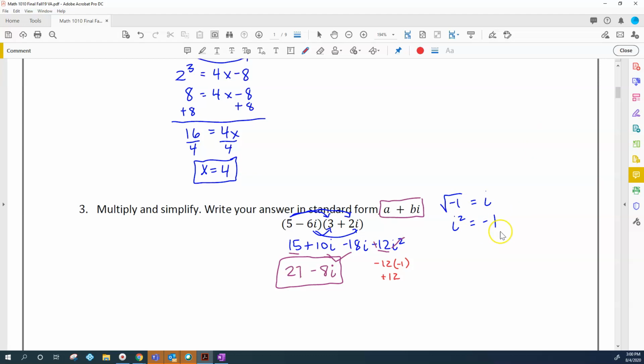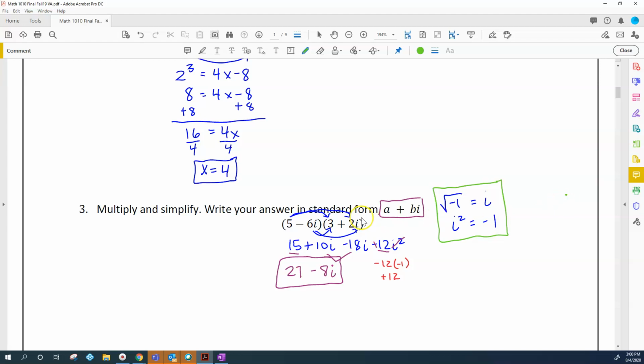Okay, so just to make sure you remember that. These would be some things that I would say make sure you put on your little formula sheet that you make up, right? The i stuff. So you make sure that you remember that.